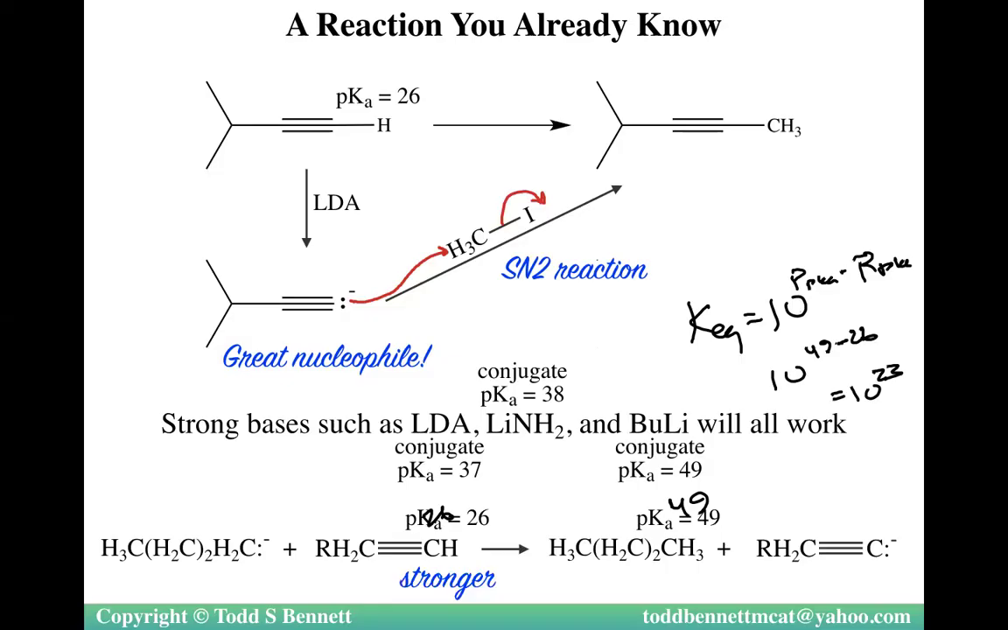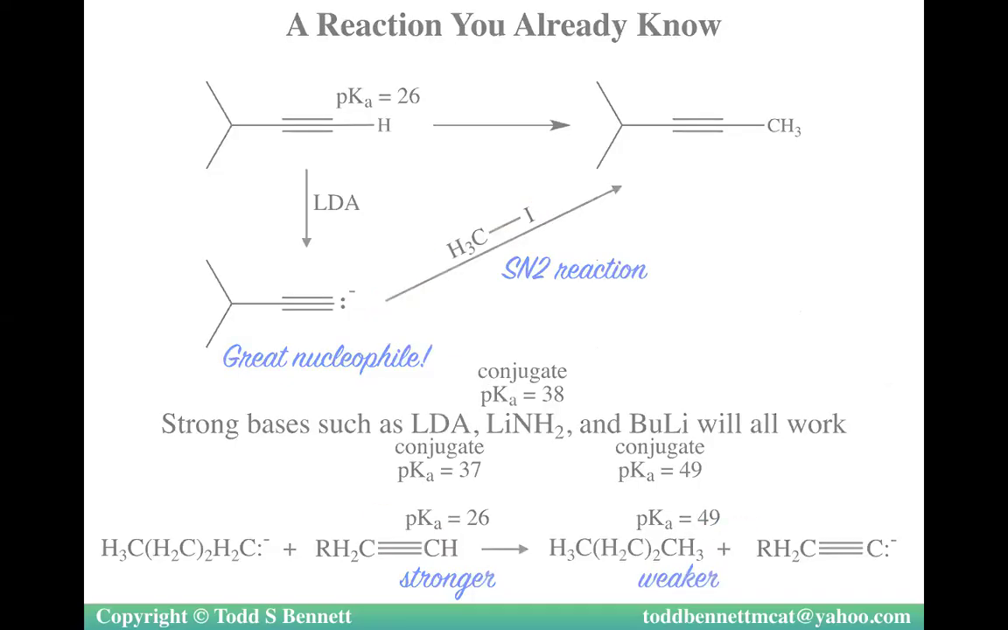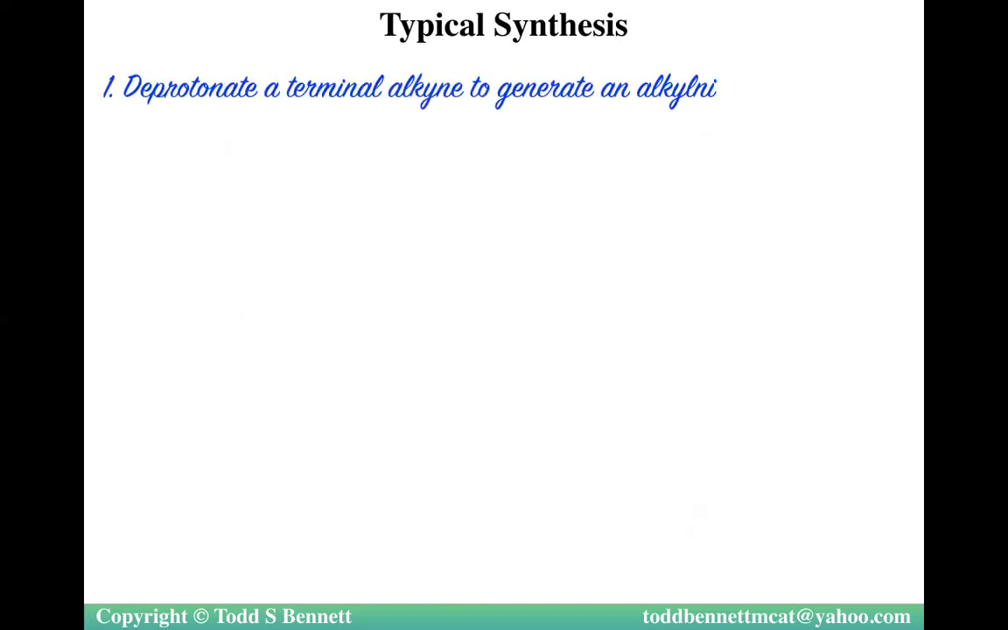So the stronger acid, weaker acid is more stable. Reactions always go to the side that's more stable. So the two stronger reagents react and form two more stable, weaker reagents. So your typical synthesis, just recognize this.